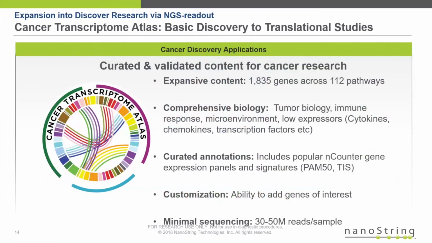In terms of the content that we have available, this was just released at the beginning of August. This is called our Cancer Transcriptome Atlas. This encompasses 1,835 genes across 112 pathways. In terms of content, it covers tumor biology, the immune response, and microenvironment as well. It's heavily curated annotations, and it's built off the back of our success in the cancer space on our nCounter profiling. It's essentially what we believe cancer is, and this is work we've done and designed in concert with oncologists and cancer researchers. You can customize this product and add up to 60 different targets, and the sequencing requirements are 30 to 50 million reads per sample.